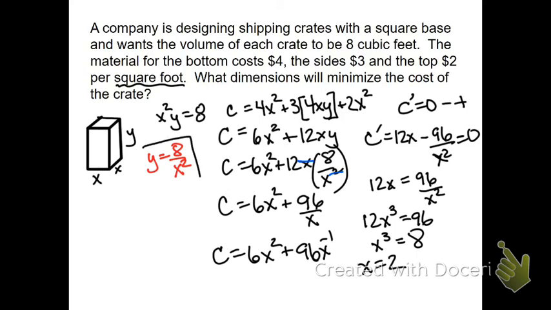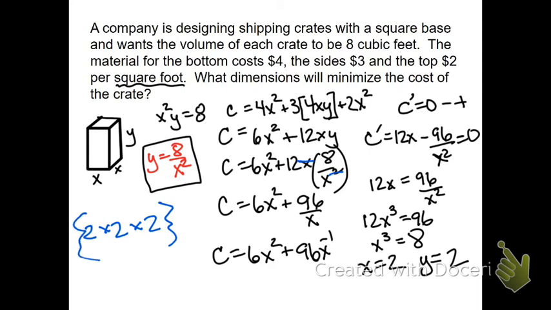So plugging in the x right here to solve for y, y ends up being 8 over 4, which is 2. So the dimensions are 2 by 2 by 2, which means this actually ended up being a cube, but it didn't have to turn out that way.